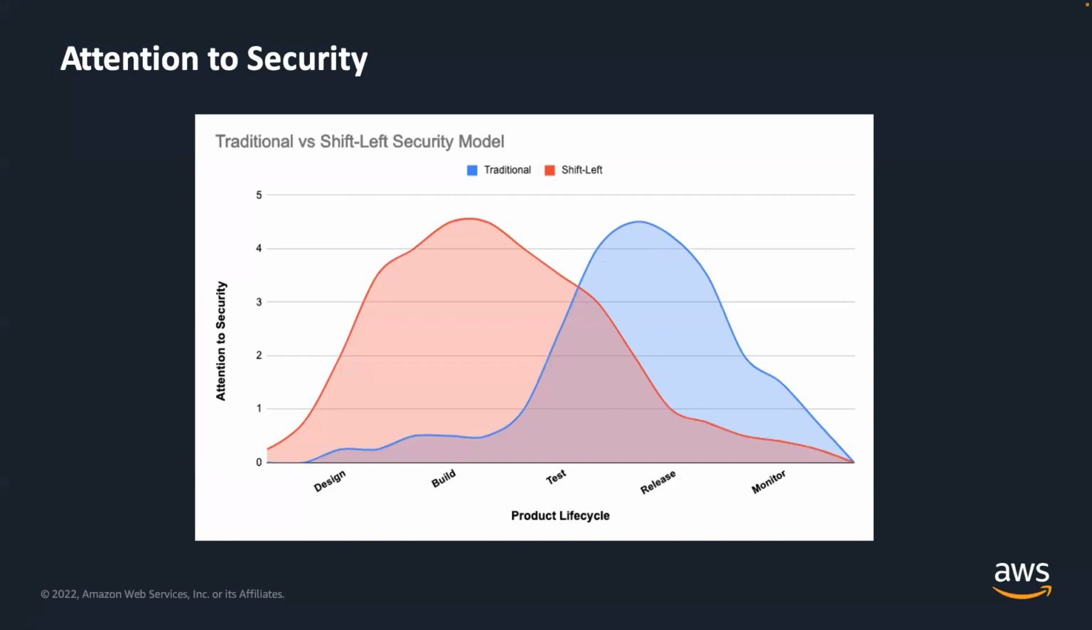Now, for the shift left security, as you can see here, as early as design and build, we actually start to check the security posture of our code, right? The main benefit is that we're not cramming for the security checking during the release stages, because we integrate our security processes as early as we can. So that's the concept of it.